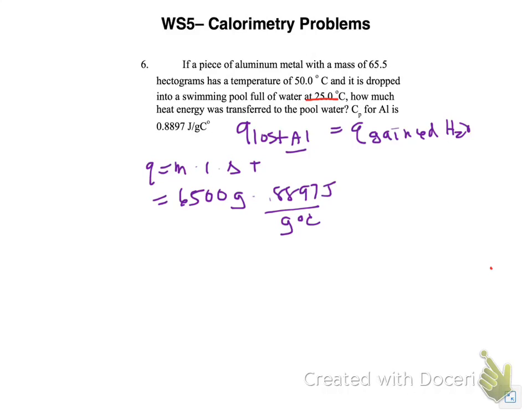I looked up the heat capacity of aluminum on that little slip of paper I gave you today, and that's what it is. And so I'm going to drop the temperature of the aluminum from 50 down to 25. That's my change in temperature. So if I multiply all that out, from a sig fig standpoint, I need 3. So I get 146,000 joules, or 146 kilojoules. So that is how much heat lost by the aluminum went into the swimming pool.